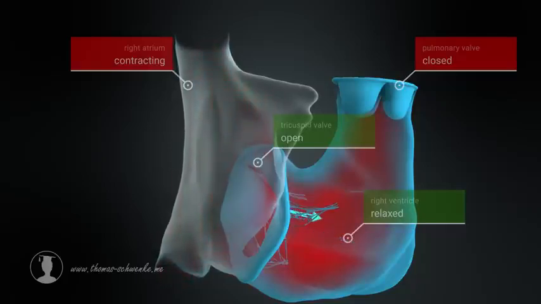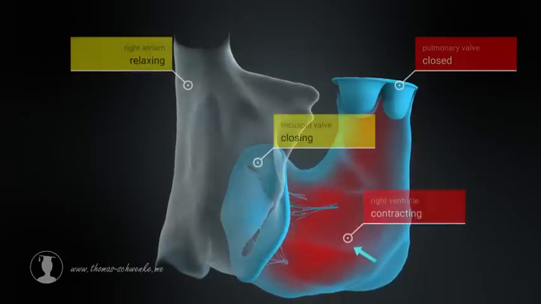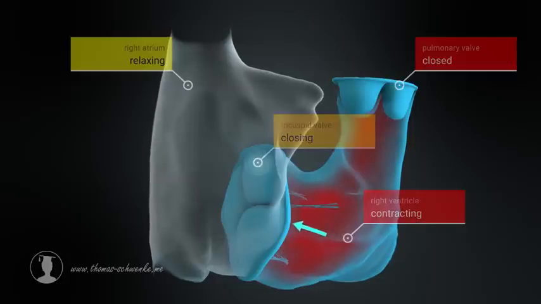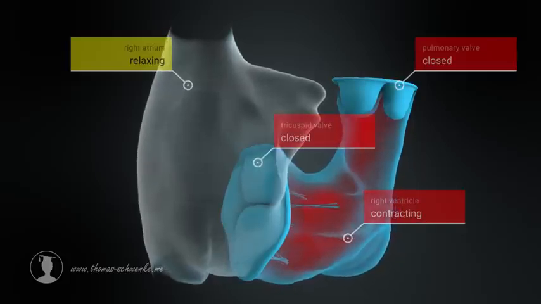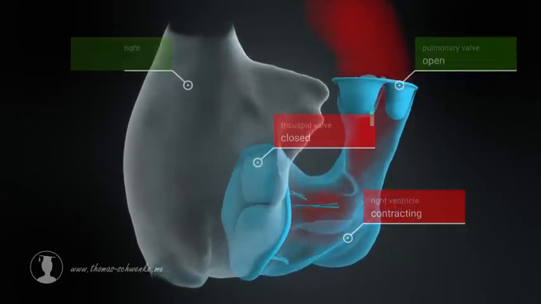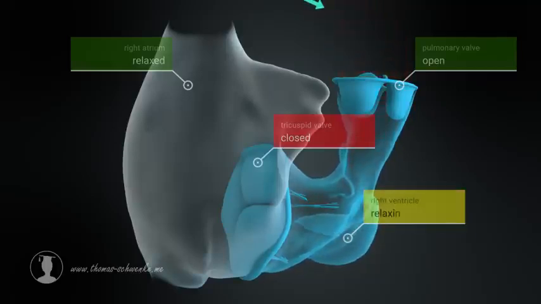The atrial muscles then relax and the ventricular muscles contract. The resulting pressure closes the tricuspid valve. The ventricular muscles contract further and increase the pressure, opening the pulmonary valve and forcing the blood into the pulmonary artery. When the ventricular muscles relax again, the pressure inside the ventricle drops.